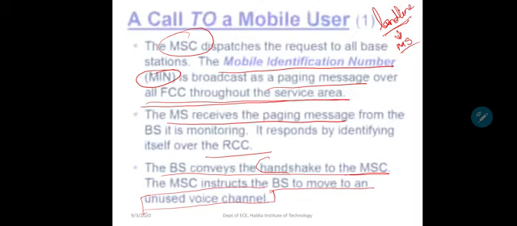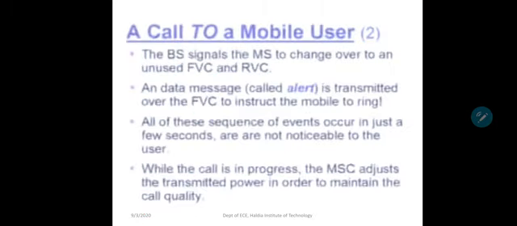Once the handshake is completed, that means the mobile phone is identified to be in a particular BS. That particular BS is instructed by the MSC to move to a voice channel which is unused till now. So, an unused forward voice channel. This particular instruction is provided by the MSC. Now, as soon as the call reaches the called party, what happens? The base station signals the mobile subscriber to change over to the forward voice and reverse voice channel.